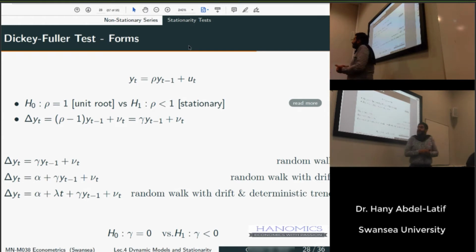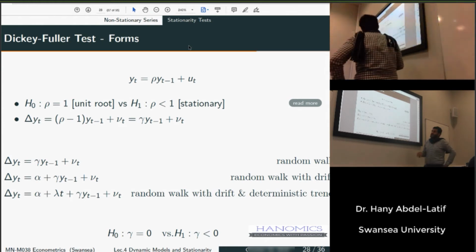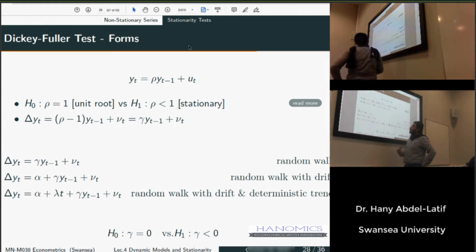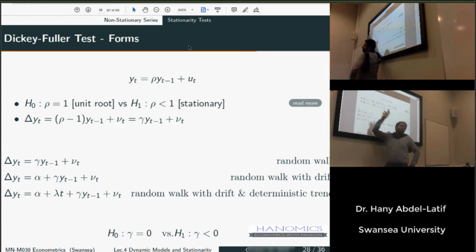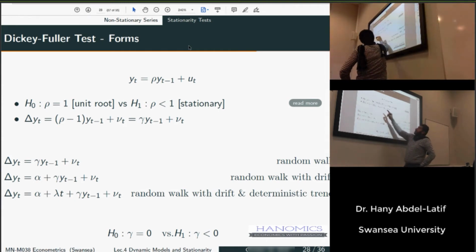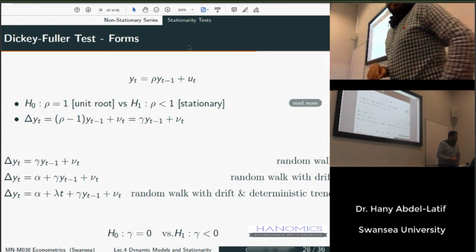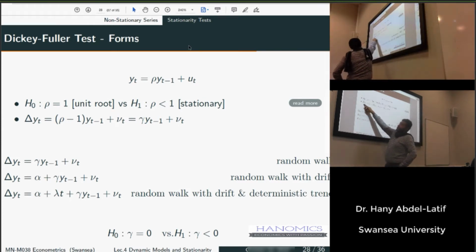And the test is very simple. You have Y_t depends on rho Y_{t-1} plus some error. And the null hypothesis here is that the data is not stationary or has a unit root, meaning that this rho equals 1. So if rho equals 1, that means the data isn't stationary. The data has what we call a unit root. If rho is less than 1, that means your series is stationary. For the test purposes, actually it looks at the change rather than Y_t, so it's the change in Y_t. This comes from the previous form by subtracting Y_{t-1}, and that takes you to this form.